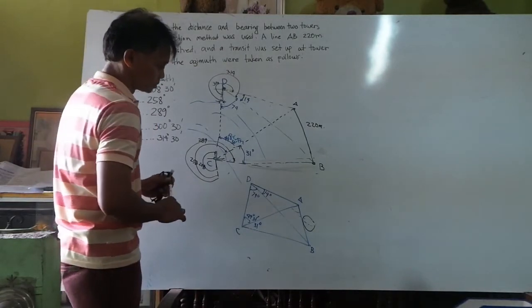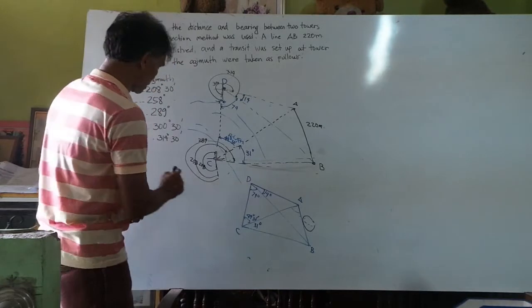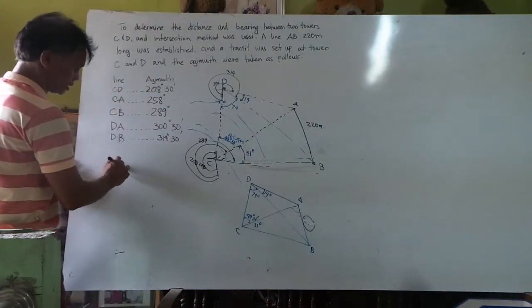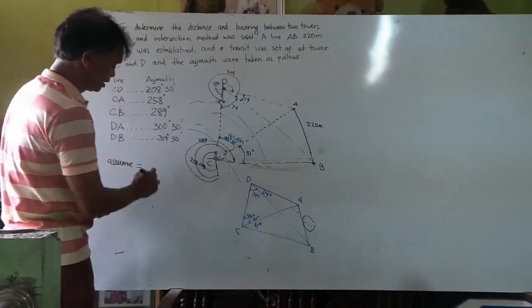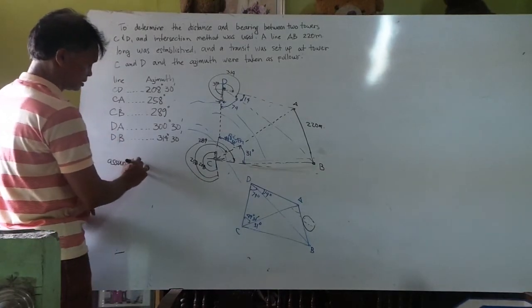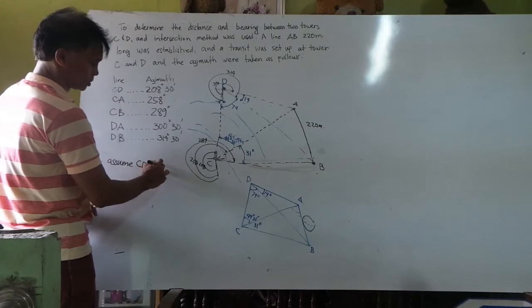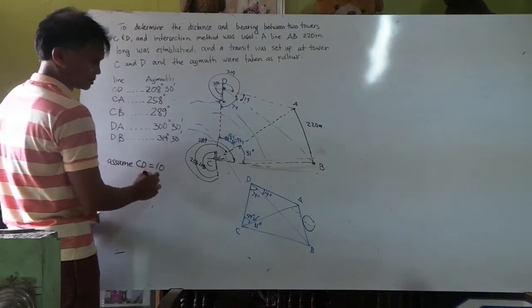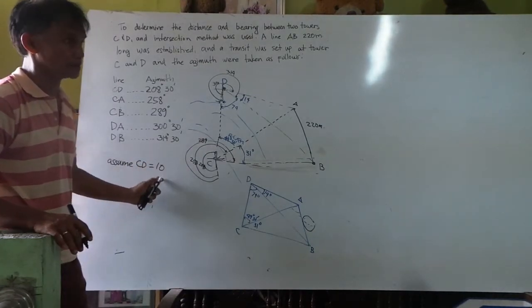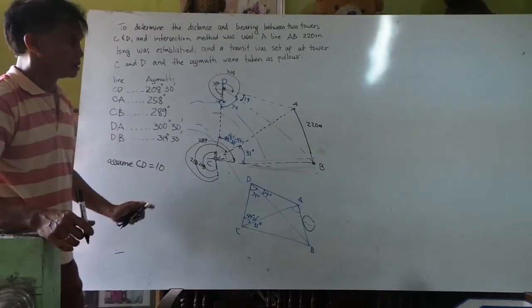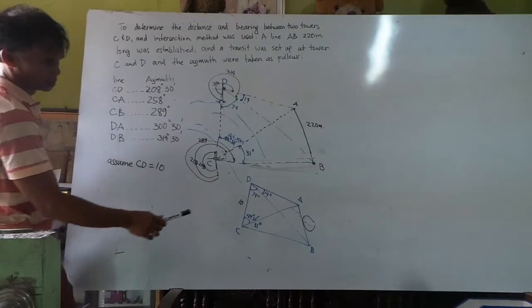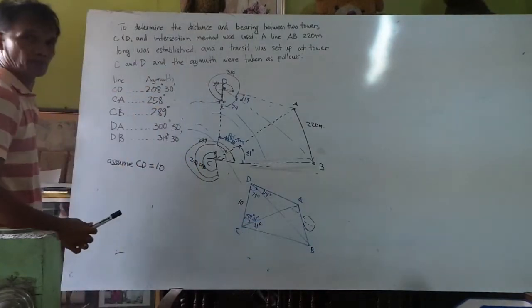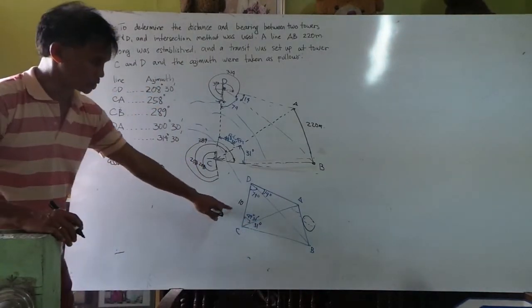So, shall we say, I assume CD is equals to 10. Let me assume CD equals to 10. So, we need to say this decision. Okay. Then we want to solve AB, no? Based on all our assumptions.